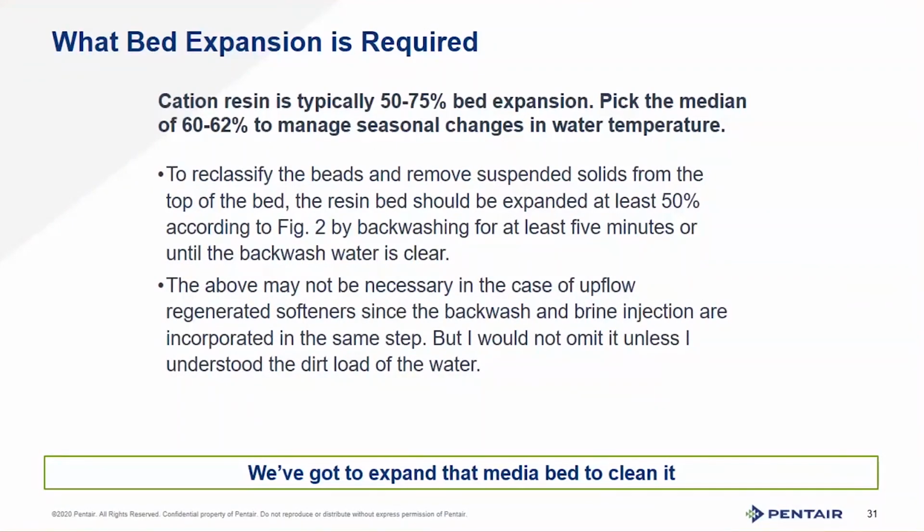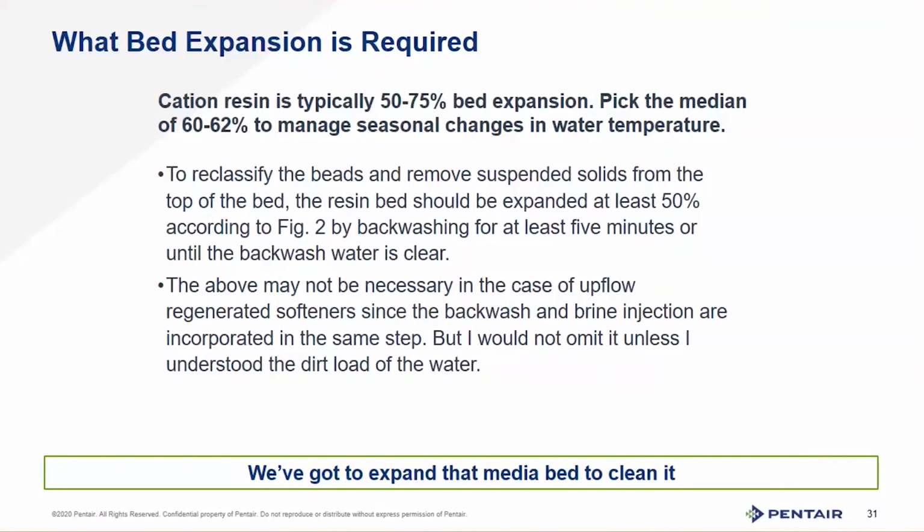Cation resins typically need a 50 to 75% bed expansion. Pick the median. I like to do 60%, to manage seasonal changes in water temperature. Now, 50 to 75% bed expansion is not the volume of the water in the space in between the resin itself. So when we mean bed expansion, we mean just expanding the resin itself by 50 to 75%.